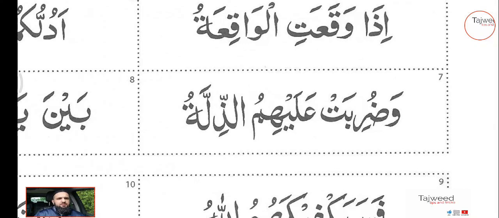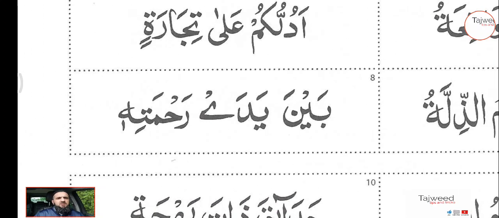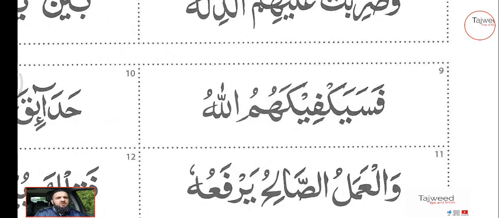Box number 7, dhillatu becomes dhillah. Box number 8, rahmatihi becomes rahmati. Rahmati. So making that ha clear when you're joining.